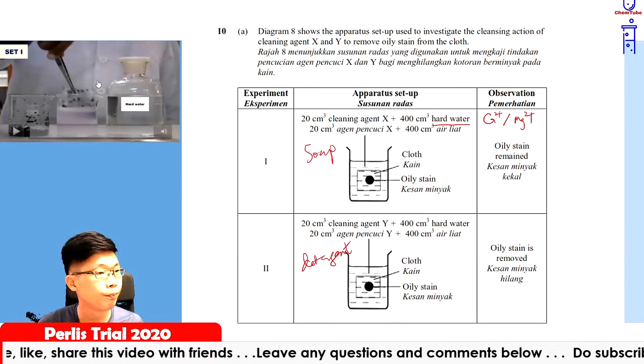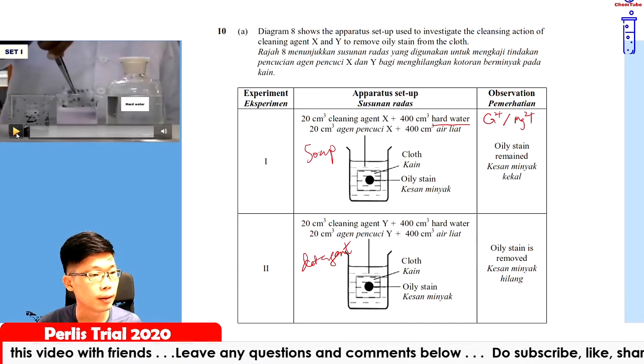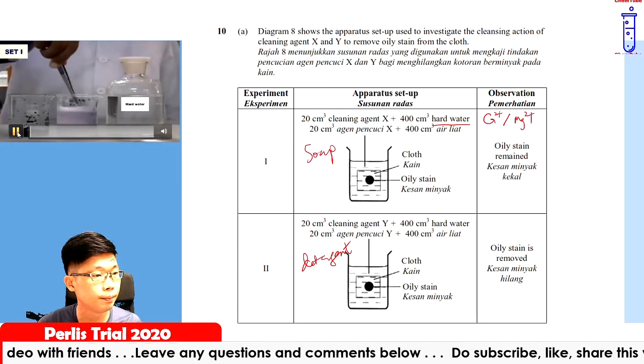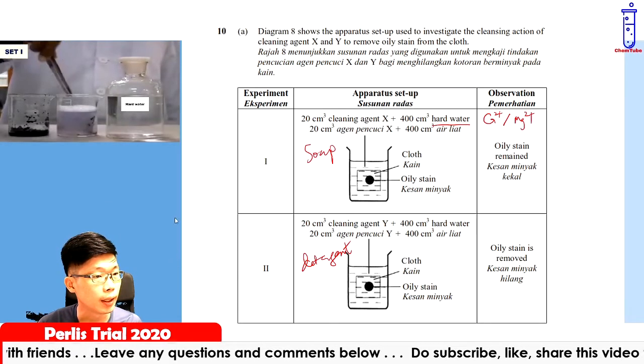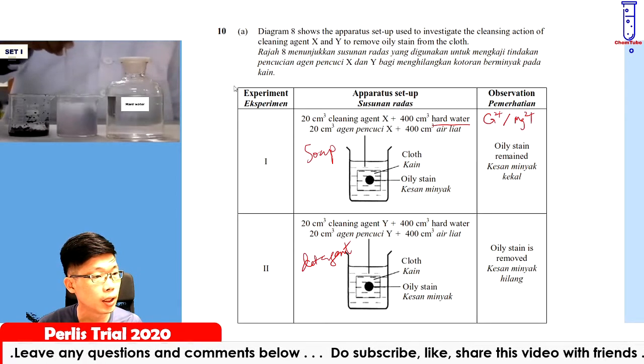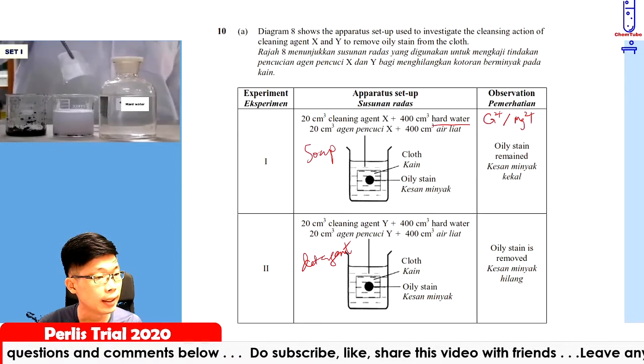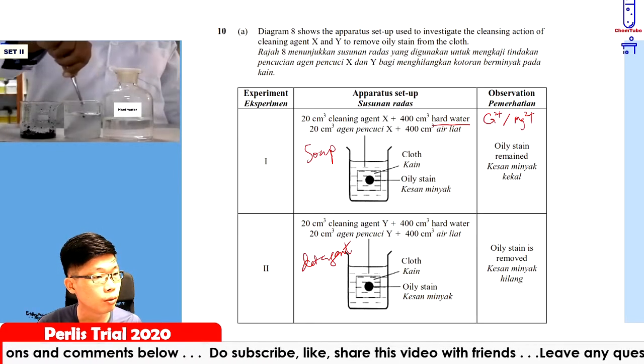So let's see how we do the experiment. Step 1. In the hot water, we stir the cloth with the oily stain. So it's clean. Then step 2.